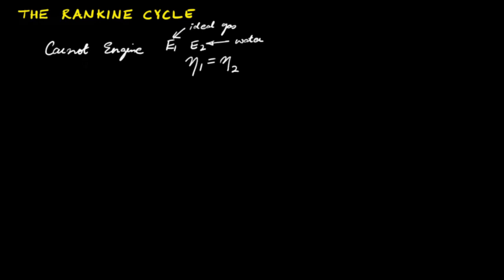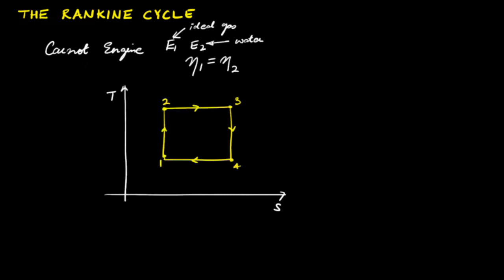Now, irrespective of the choice of the working substance, provided it is a pure substance, the Carnot cycle can be depicted on a TS diagram such as this. So the working substance is initially at state 1, then through a reversible adiabatic process it is compressed to state 2, and because the process is reversible and adiabatic, it is isentropic, and therefore entropy of states 1 and 2 is the same.